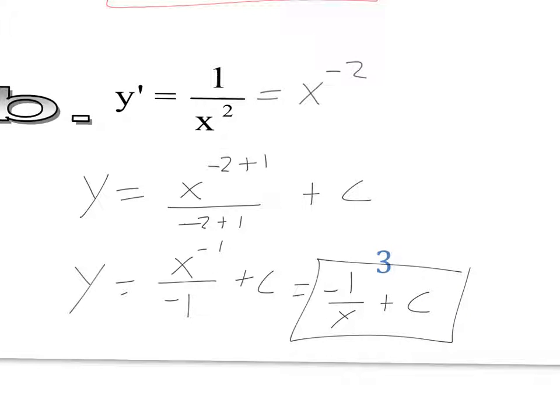All right, so we can see that if you were to take this negative 2 and add 1 to it, you would also have to divide by negative 2 plus 1. And so this becomes x to the negative 1 over negative 1 plus, of course, some constant. Well, this is really just negative 1 over x plus c. And so we have found that the antiderivative of this is negative 1 over x plus c. All right, let's go on to the next page.